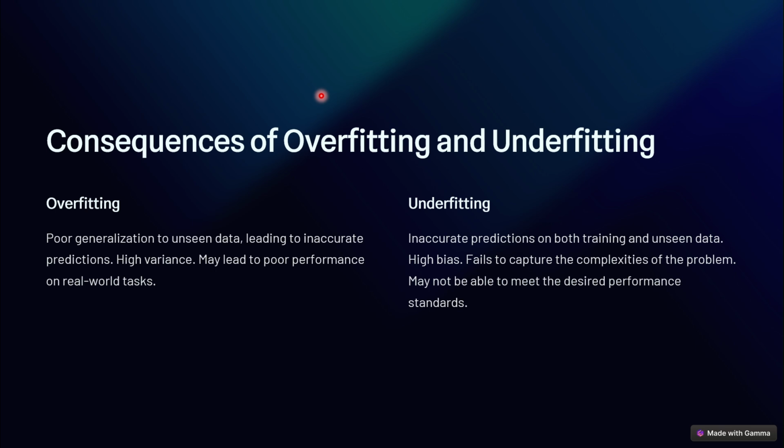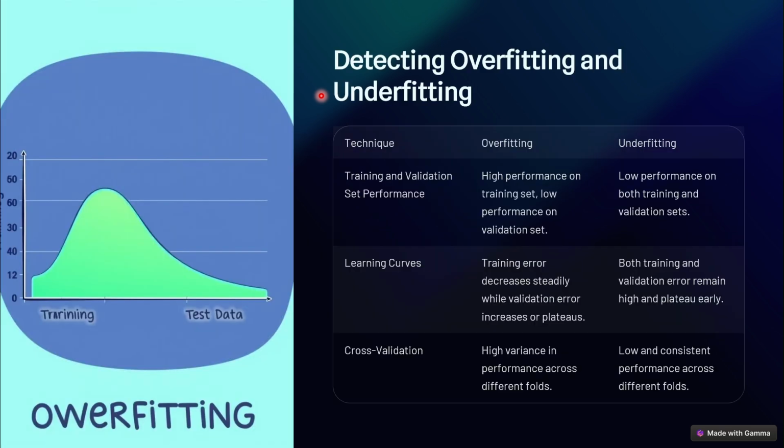Underfitting leads to poor performance on both training data as well as new data. The model is too simple and misses important patterns. We call this high bias. The model is not learning enough from the data. So how do you know if your model is overfitting or underfitting? Training and validation set performance.